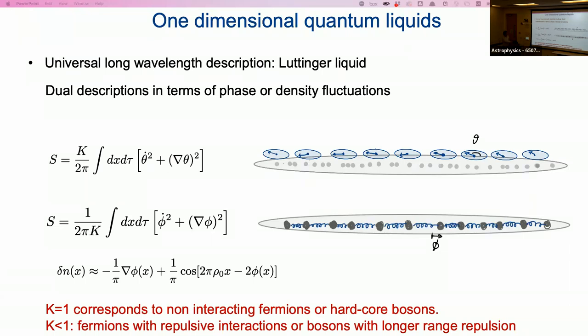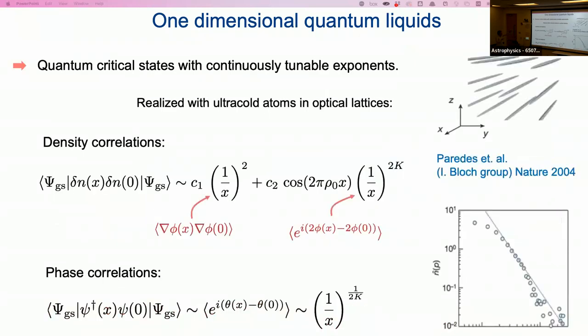And the Luttinger parameter K equals 1 corresponds to non-interacting fermions or hardcore bosons. K less than 1 are repulsive fermions or bosons with long-range, for example dipolar, interactions. And these have already been realized in various labs. For example, this is an example from Immanuel Bloch's group, where you see the power law correlations.